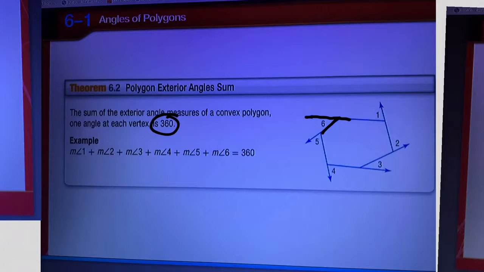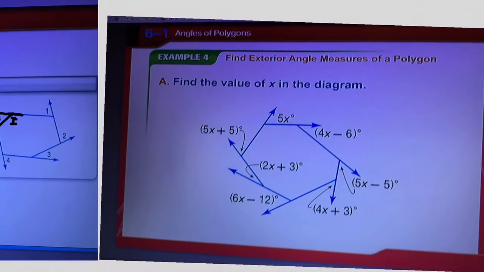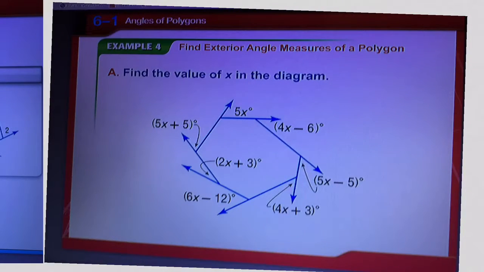One thing I also want you to notice, when I compare an interior angle with an exterior, they add to equal 180. So if you could please add to your notes that interior plus exterior equals 180, that's going to make some of our problems a little bit easier. So let's talk about these exterior angles.